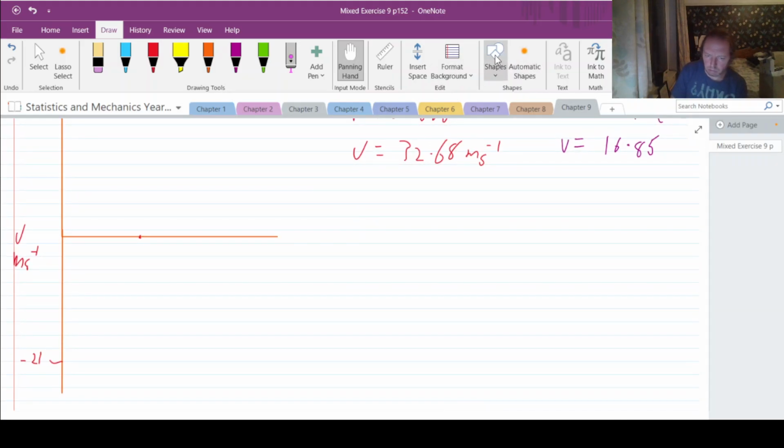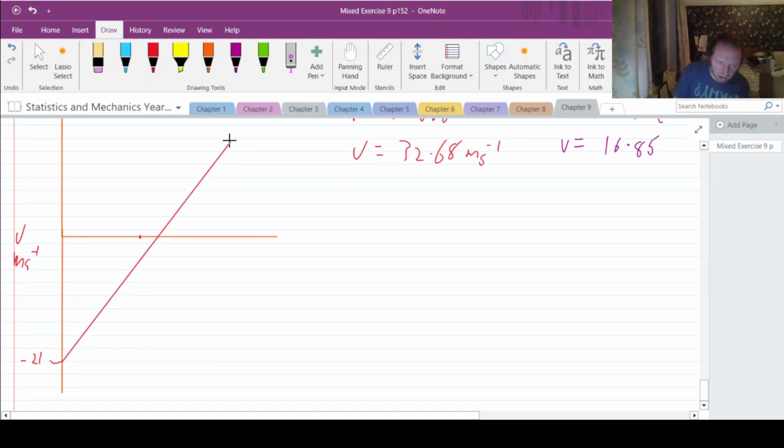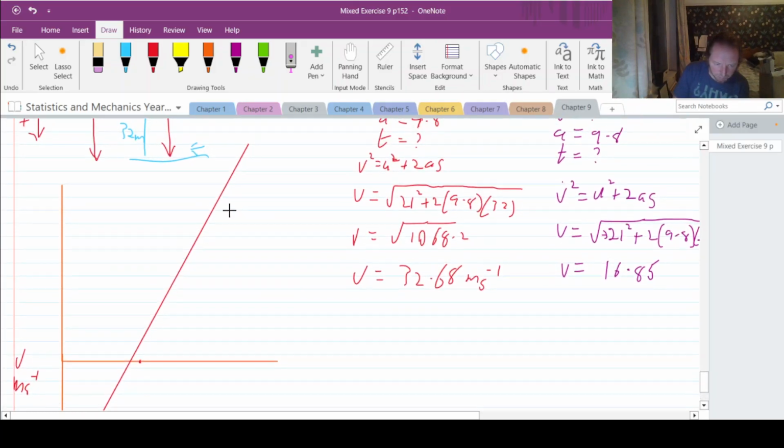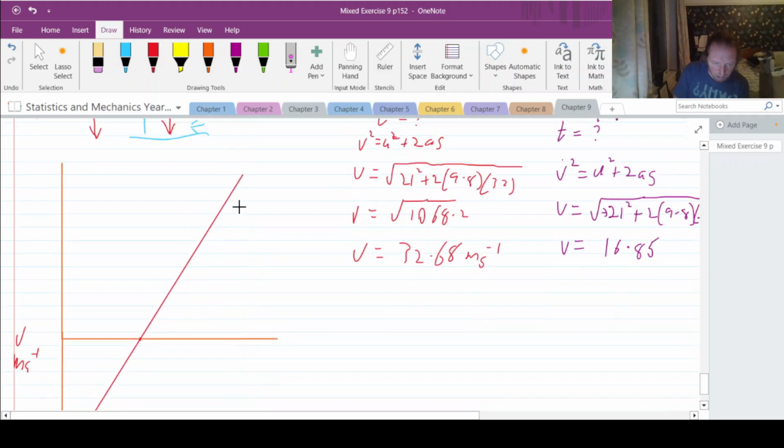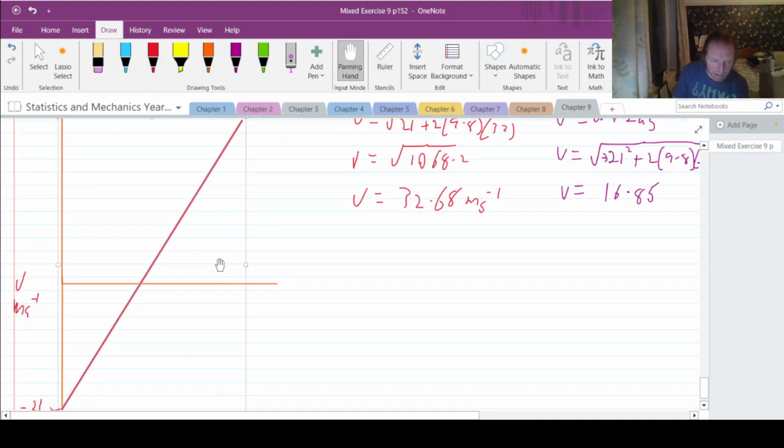Well, it's just going to be a constant acceleration, so it's just going to look something like this.